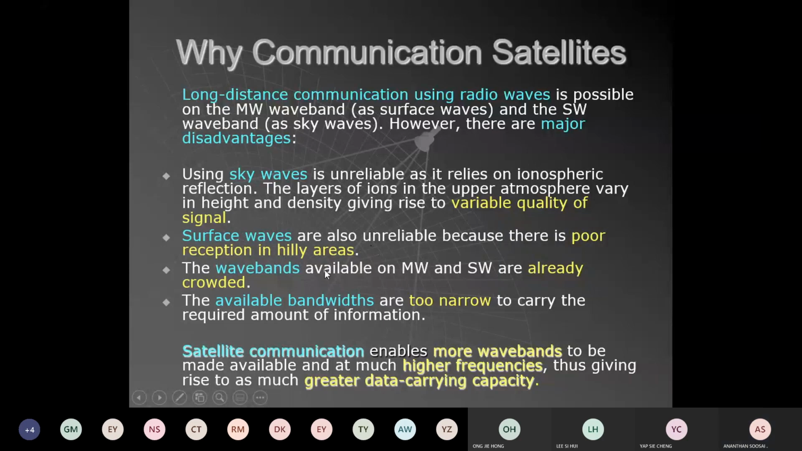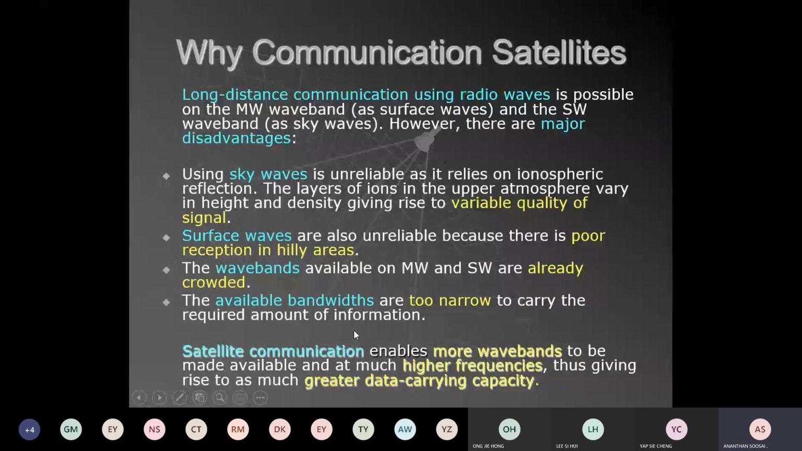Another thing is that the wave bands in the medium wave and short wave are already crowded. The lower frequencies were already crowded in the 1950s and 1960s. We only have the low frequencies, and they are already used up by all the radio transmitting companies. So we need new wave bands. That means we have to move on to high frequency. The available bandwidths are too narrow to carry the required amount of information.